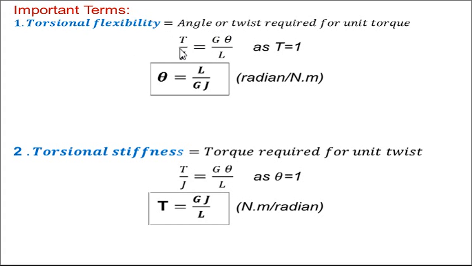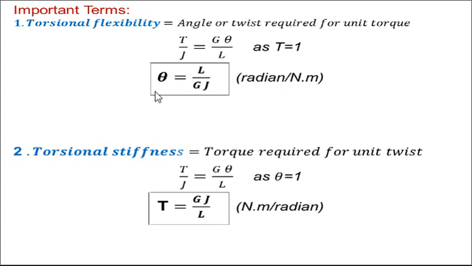As per the torsional equation, we know the formula T upon J is equal to G theta divided by L. As per this definition of torsional flexibility, the unit torque means that the T value is equal to 1. So for T equal to 1, how much angle of twist it makes at the center of the shaft can be determined using this torsional equation. Ultimately theta is equal to L divided by GJ, putting the torque equal to 1. So we get this particular formula, and that twist is in radian per Newton meter.